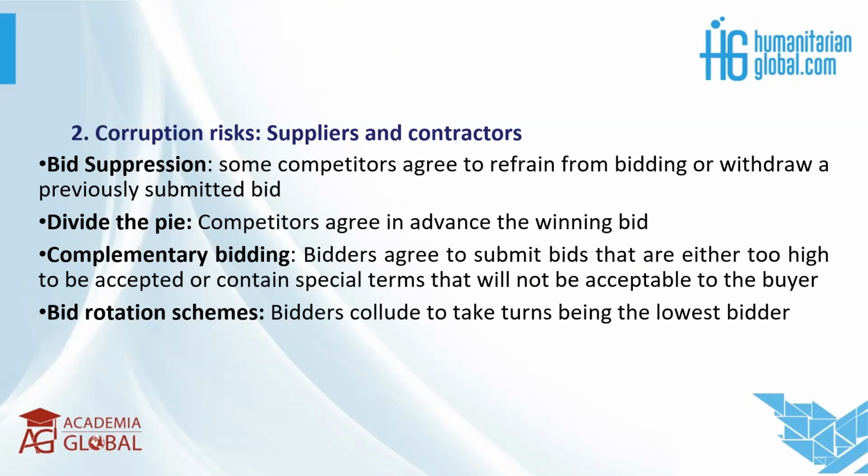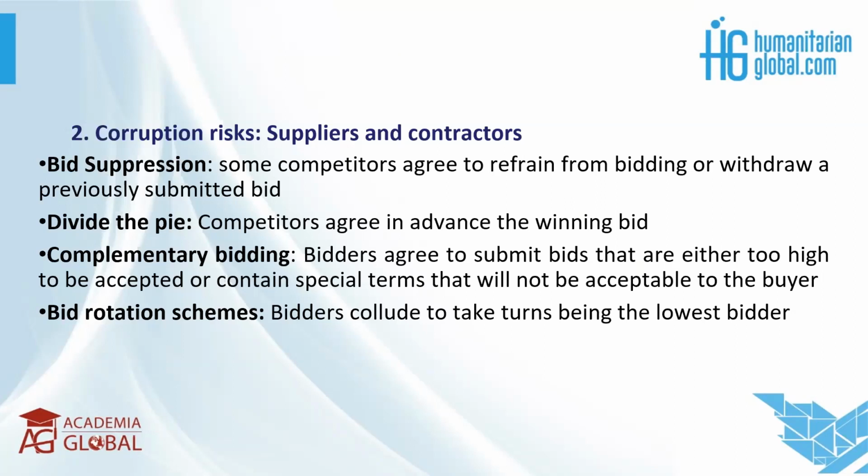The solution for this is either floating the tender to a larger pool of suppliers to be able to get more suppliers who can supply, or just sitting with those suppliers, if it's a monopoly, a very small market, and understanding why they're refraining from bidding and what they're looking for.